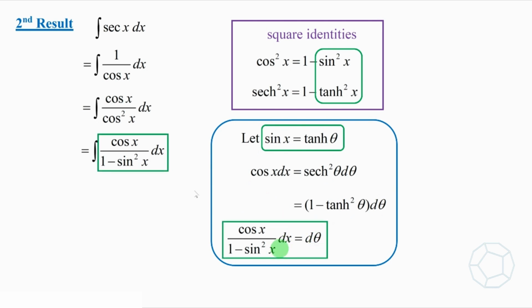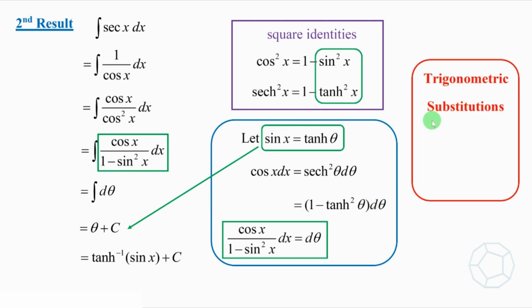We can see that the left-hand side is exactly the same as the integral. Therefore, it's just simply integrate d theta, which is equal to theta plus c. Express the answer in terms of x, we get inverse hyperbolic tangent of sine x plus c. You can see how powerful it is to use hyperbolic functions. Compare them with the trigonometric substitutions. Each type of integral has only one kind of substitution.